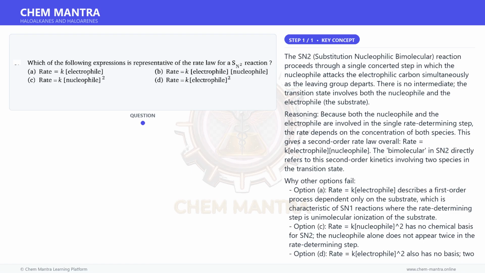Option C, rate = k[nucleophile], has no chemical basis for SN2; the nucleophile alone does not appear twice in the rate-determining step. Option D, rate = k[electrophile]², also has no basis. Two molecules of electrophile are not involved in the SN2 transition state.